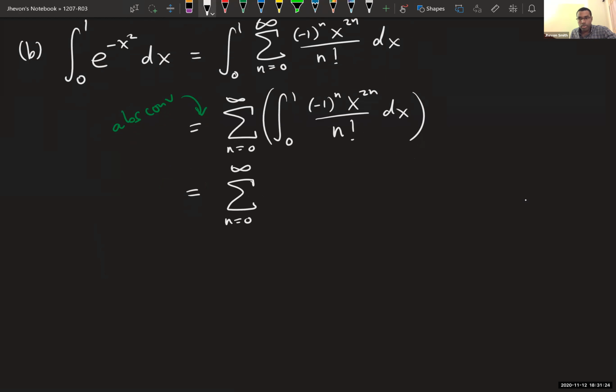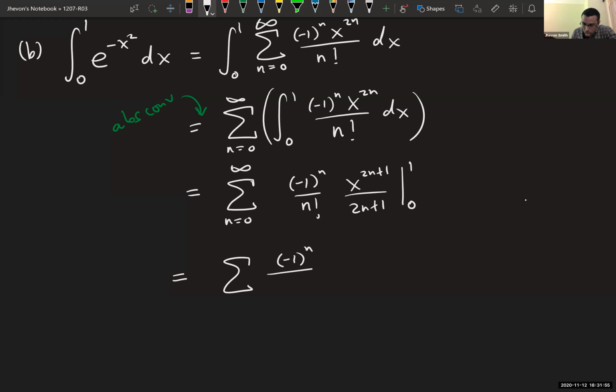So now I went from literally an impossible scenario, like I'm in an impossible situation, but we figured out how to actually get through it a lot easier. So I'm going to leave this guy alone and then add 1 to the power, divide by the new power. If I plug in 1 into x, then the top just becomes 1. So this is minus 1 to the n over n factorial times 2n plus 1. If I plug in 0 into x, everything goes to 0.